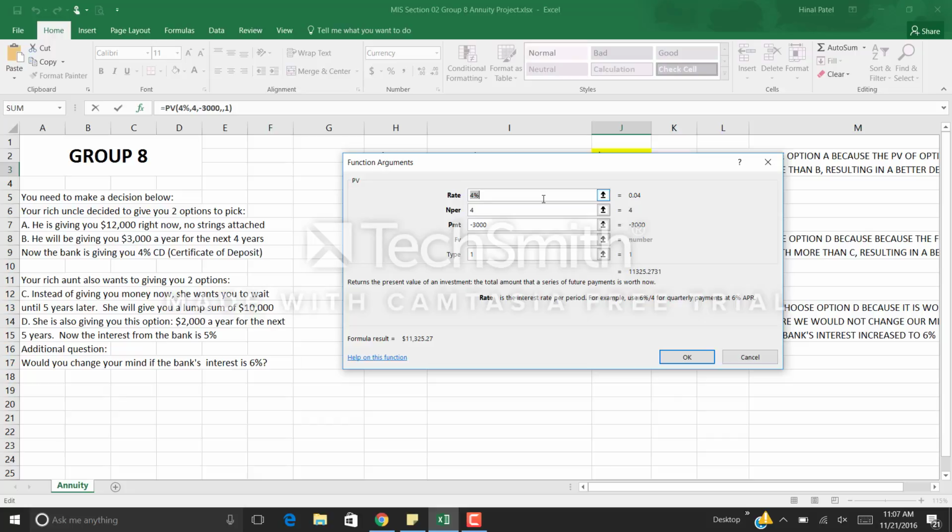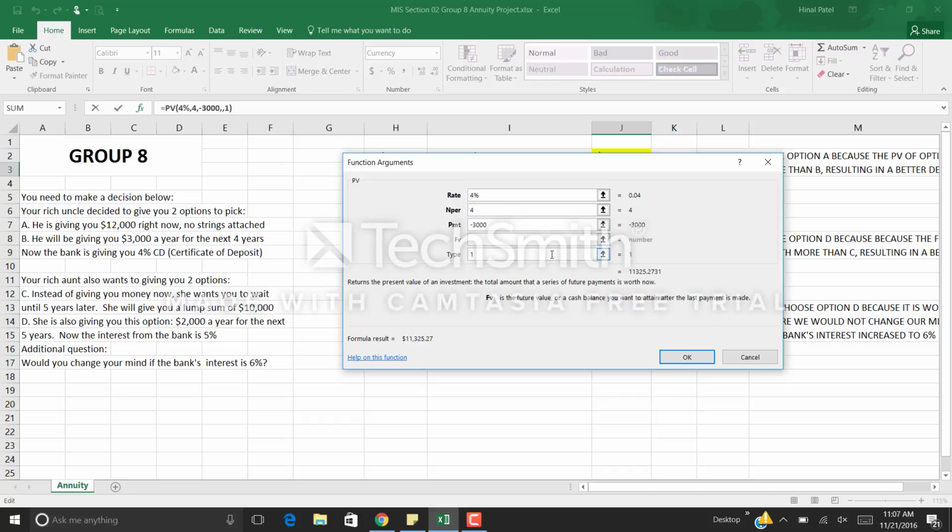Now, this value is negative because even though your uncle is giving you this money, which would be a positive value because you are receiving it, you are then going to put that money into the bank at 4%. Since you are giving the money away to the bank and it is leaving your hands each year, it is a negative value. We leave the FV or future value spot blank as we do not know or need to know this value to find the present value.